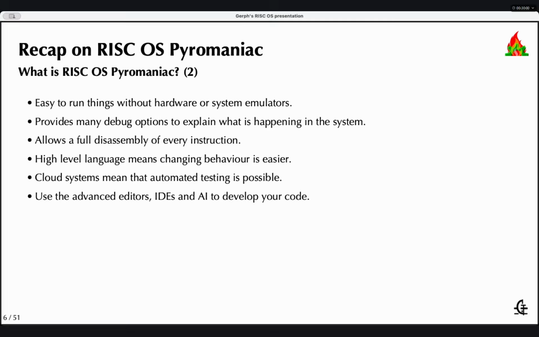With RISC OS Pyromaniac, trying things out and ensuring you have reliable software becomes much easier. You can use the tools that you're familiar with, different editors and different source code control. Even if you want to use AI tools, you can, on whatever platform you're familiar with. It might not be the most up-to-date of systems, but it allows proper engineering practices to be applied to software development.